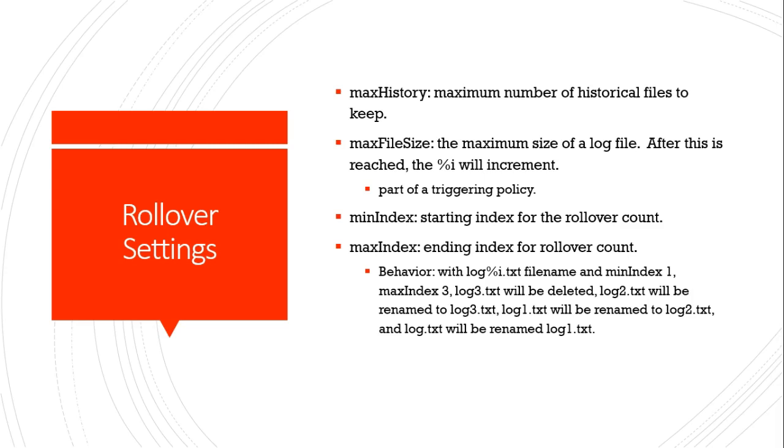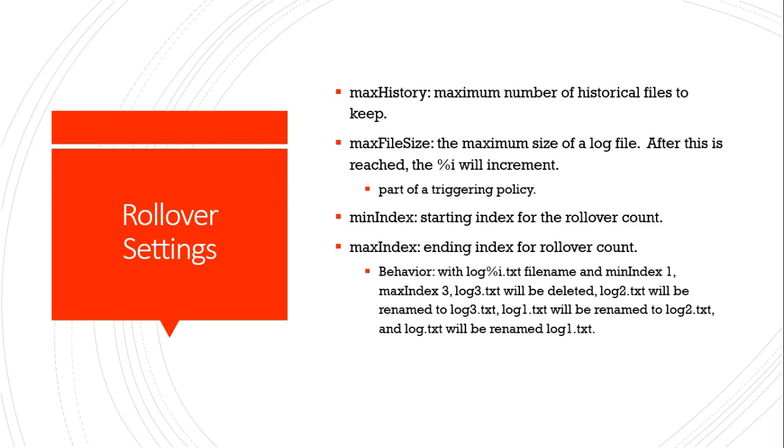And you'll see down below I have a bit more information with min index and max index as well, because it can be a little bit tricky. If our log file is named log.txt, as soon as we hit our max file size, it will back up and become log1.txt, and then everything new will be logged to log.txt.